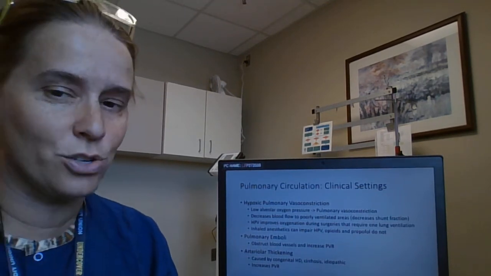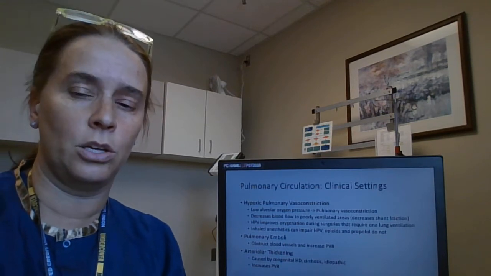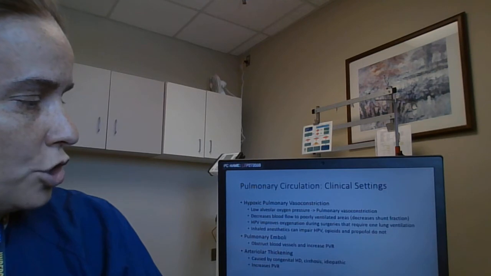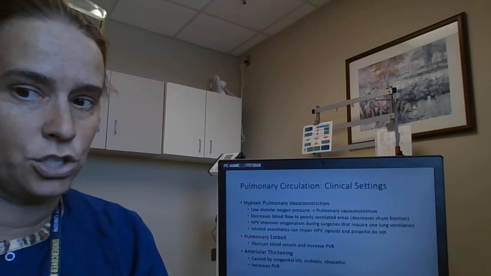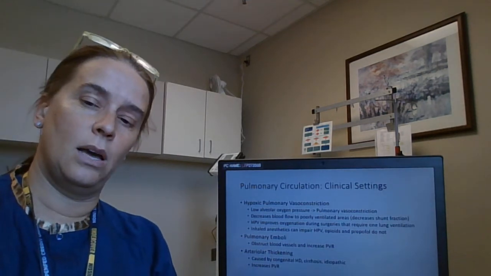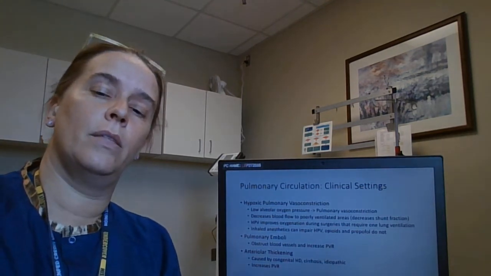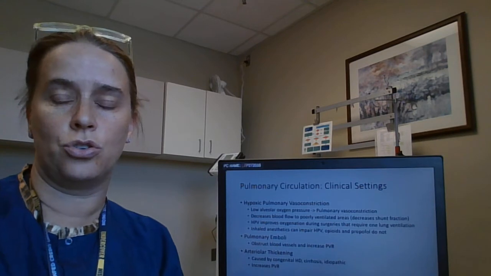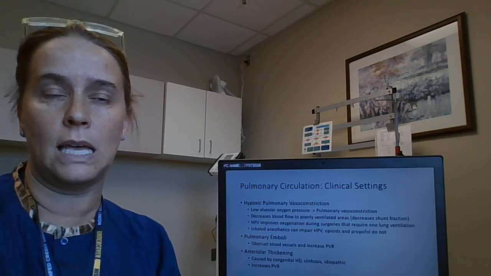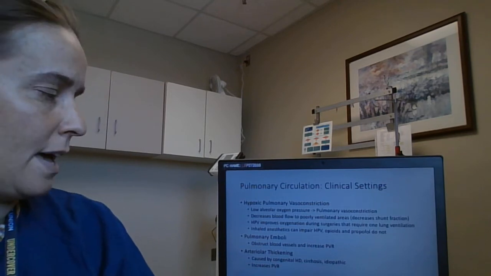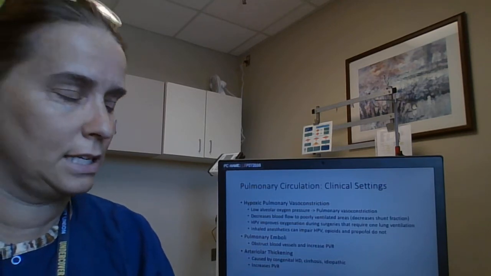So when hypoxic pulmonary vasoconstriction is working, it's really a useful thing for you. It improves oxygenation during surgery that requires one lung ventilation. So once we are no longer ventilating a whole lung, the body should naturally start sending more blood to the ventilated lung, which is helpful. So you can talk about that in those types of cases, if you're doing a thoracic case.